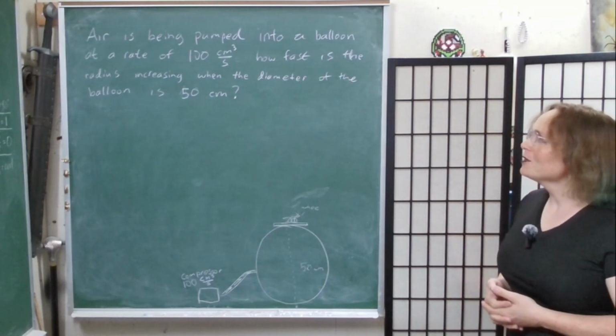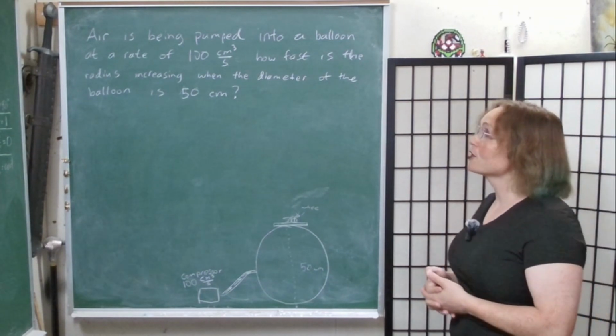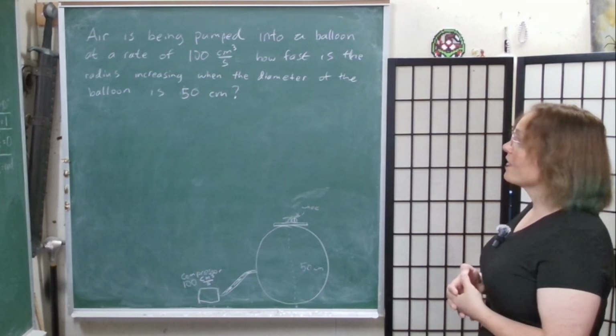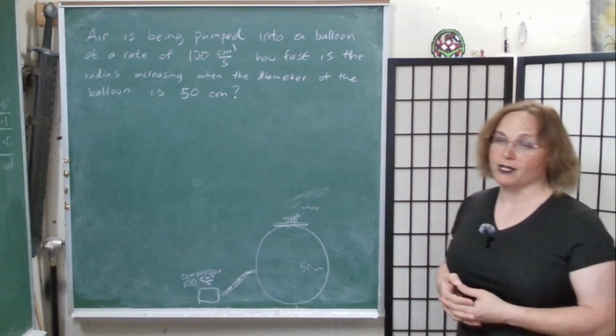The air is being pumped into a balloon at a rate of 100 centimeters cubed per second. How fast is the radius increasing when the diameter of the balloon is 50 centimeters?